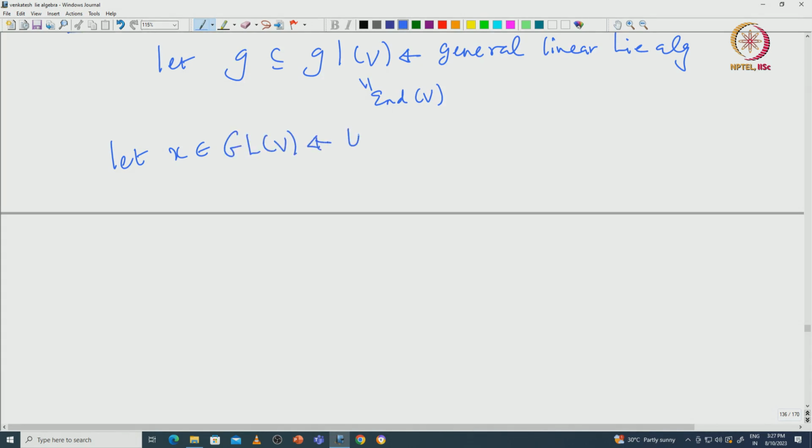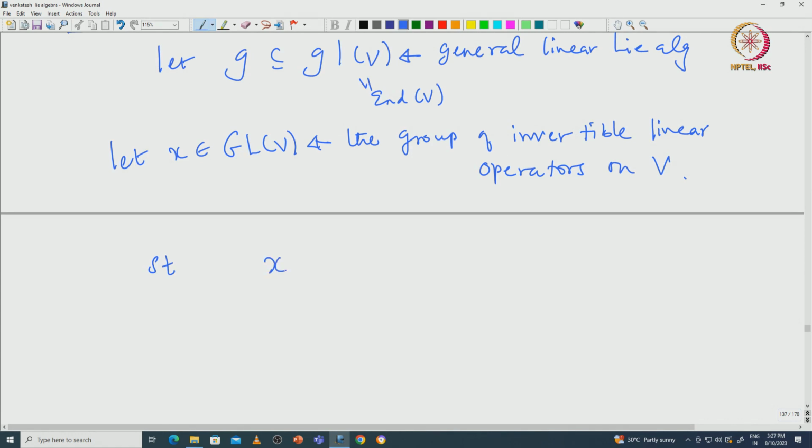So, this is the group of invertible linear operators on V, acting on. So, now given this x in GL(V), so that is satisfying the following property.